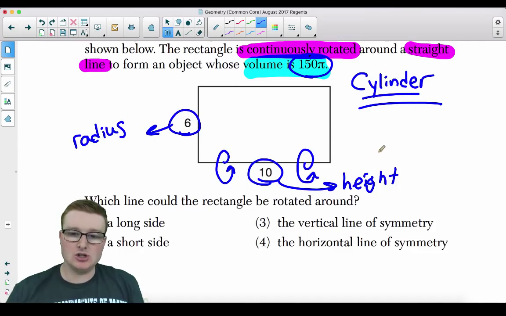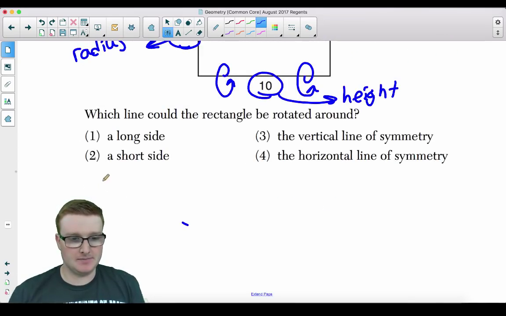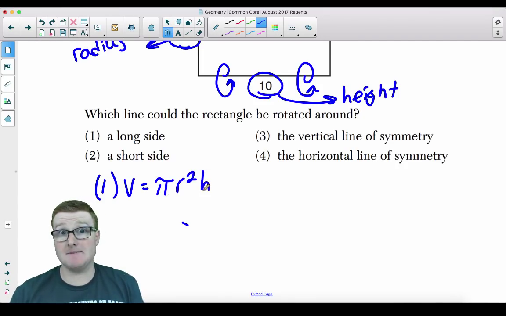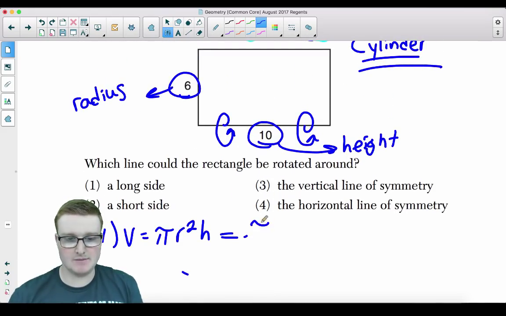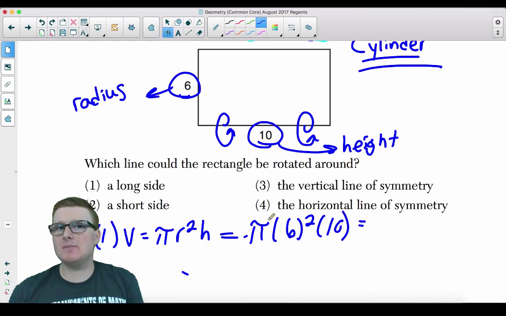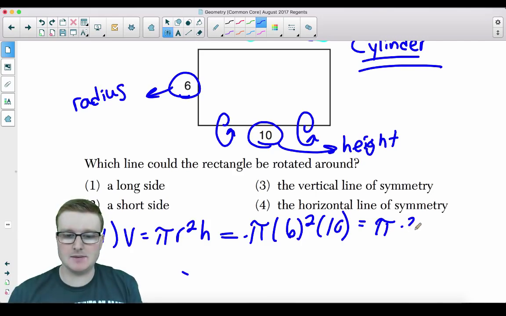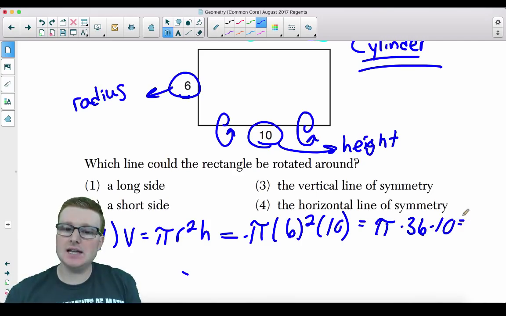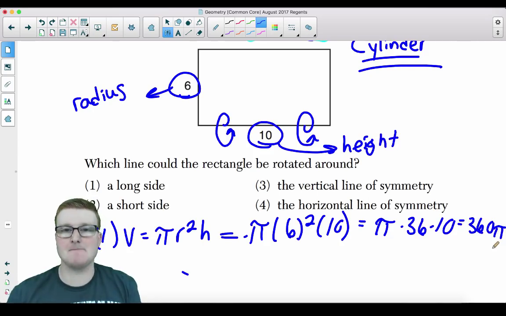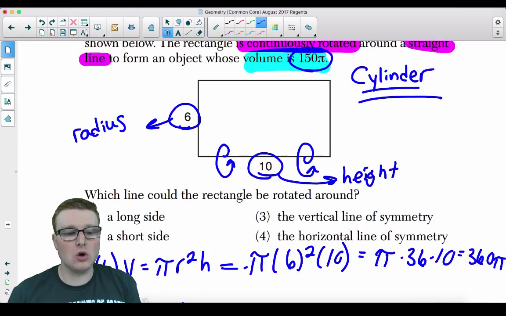So the volume formula of a cylinder, this is choice 1 by the way, is pi r squared times the height. In this case, the radius is 6, so we have pi times 6 squared times the height of 10. Ignoring the pi for a second, let's just multiply the numbers. 6 squared is 36, so this is pi times 36 times 10. This, ladies and gentlemen, will yield an answer of 360 pi. So, unfortunately, the long side cannot work because it's asking you for a volume of 150 pi.